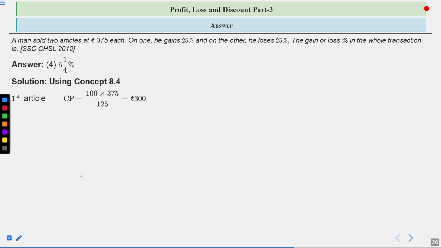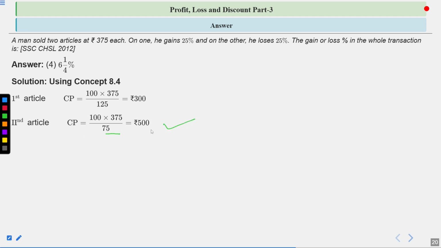So the first article is sold at 25% gain. So what will the cost price become? So we can say that 375 equals 125%. So what will be the 100%? It will become 100 into 375 upon 125, which equals 300 rupees. Now the second article cost price will become 100 into 375 upon 75. So we get cost price which is 500 rupees.